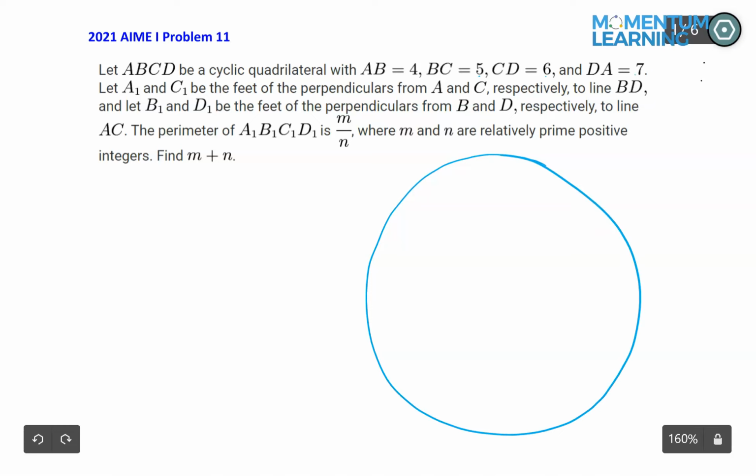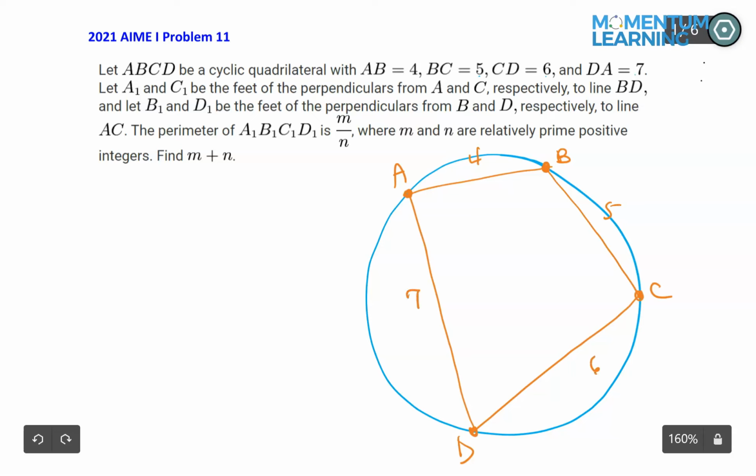So we have our quadrilateral with sides 4, 5, 6, and 7. There we go. A, B, C, and D. I'll just go ahead and put the lengths on the picture as well. We are told that we're going to also construct these points A1 and C1, perpendiculars from A and C onto BD.